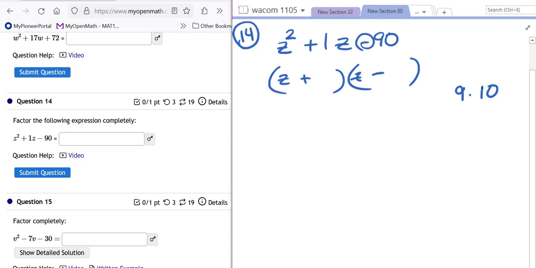Right, and that might help you find them faster. If the right combination pops in your head, you can stop. You don't have to do the whole list. Otherwise, you do the list, okay?